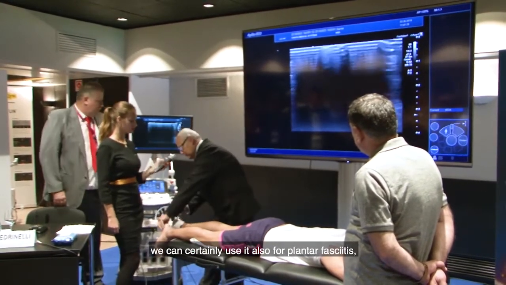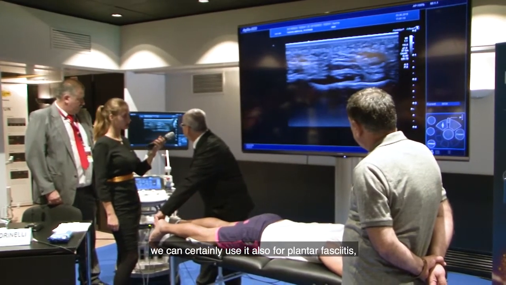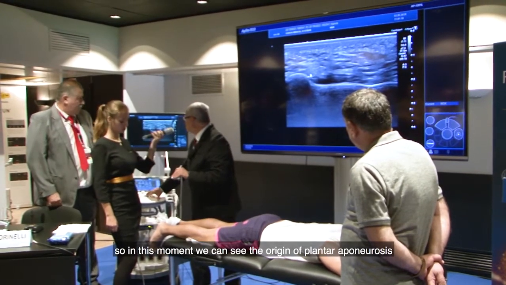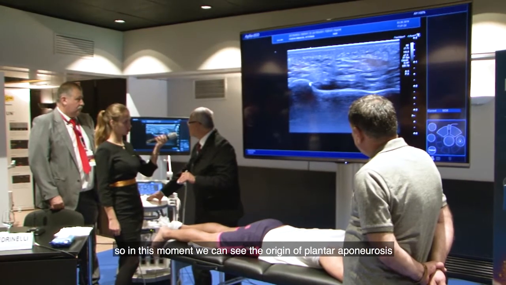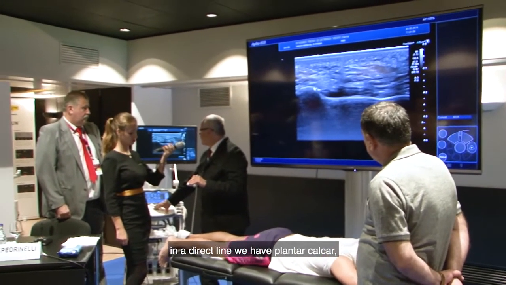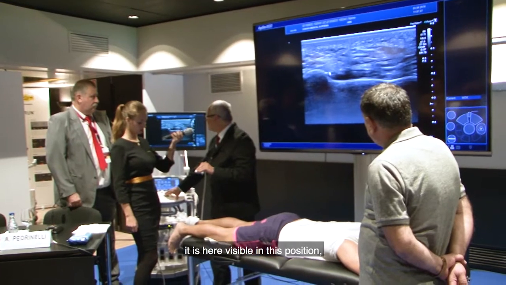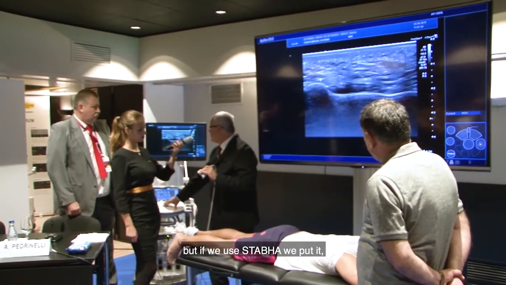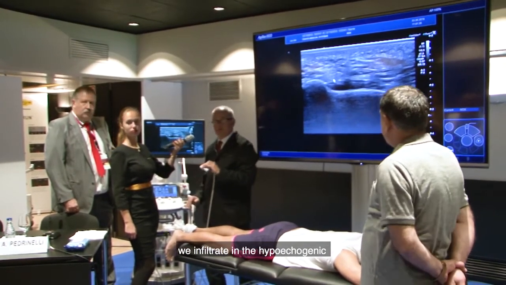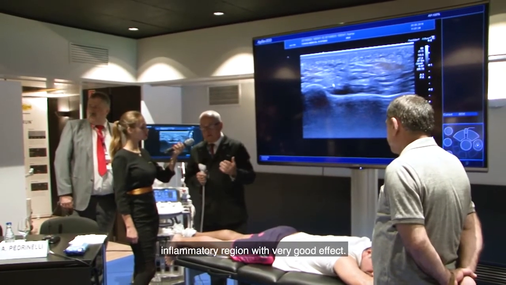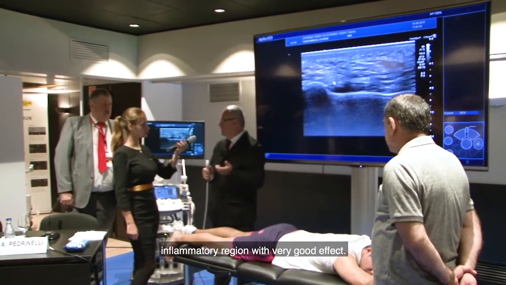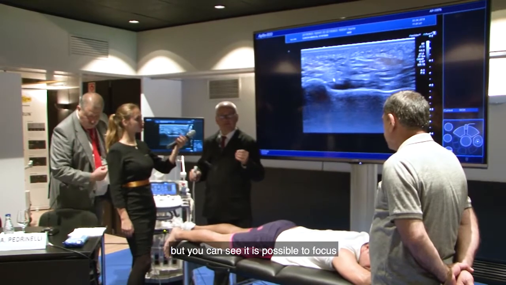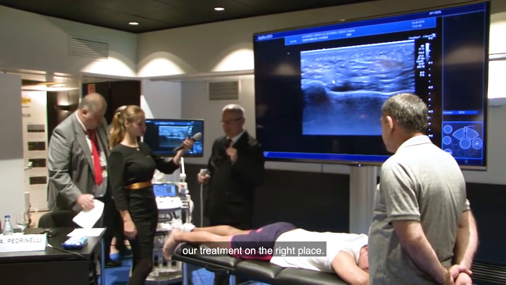We can certainly use it also for plantar fasciitis. So in this moment we can see the origin of the plantar aponeurosis. When we have a plantar calcar, it's visible here in this position. This is certainly a very sensitive region, but if we use STABHA, we infiltrate the hypoechogenic inflammatory region with very good effect. So it's an overview of possibilities very briefly, very quickly, but you can see that it's possible to focus our treatment on the right place immediately.